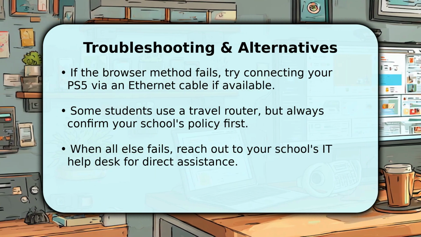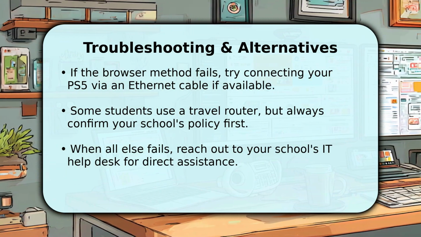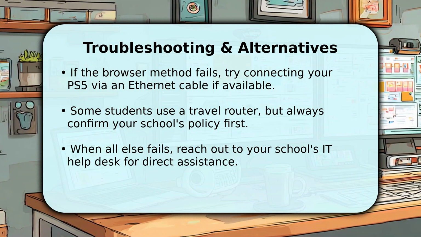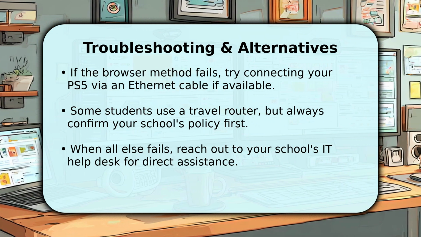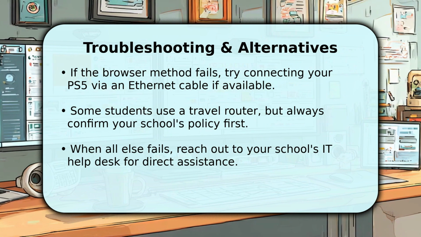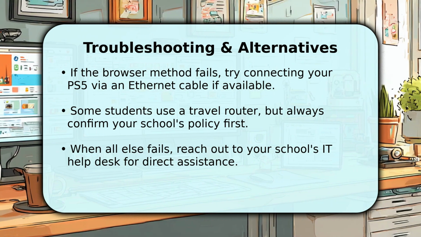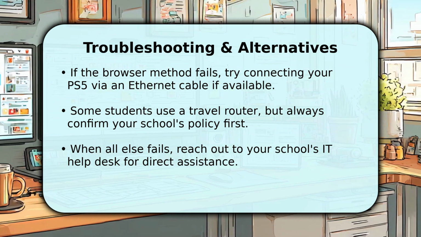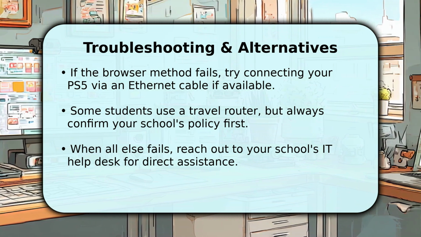What if the browser login doesn't work, or your school uses a different system? First, consider using an Ethernet cable if your dorm room has a port. This often provides a more stable and direct connection, bypassing complex Wi-Fi authentication. Another option, though it requires checking school rules, is a small travel router. If you're still stuck, don't hesitate to contact your university's IT support team. They are there to help with unique device connections.